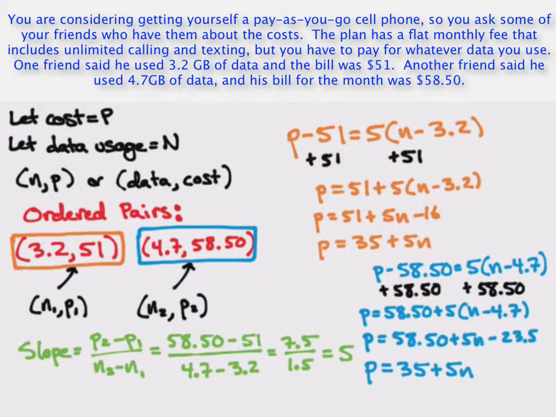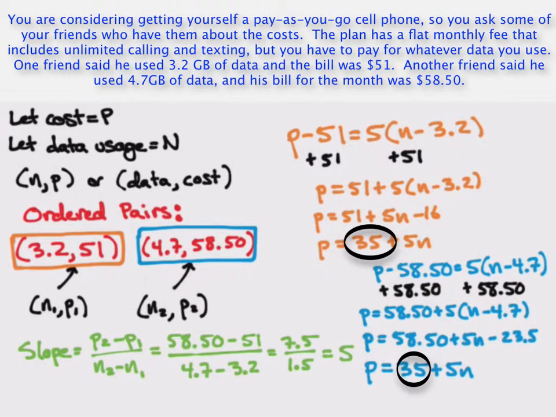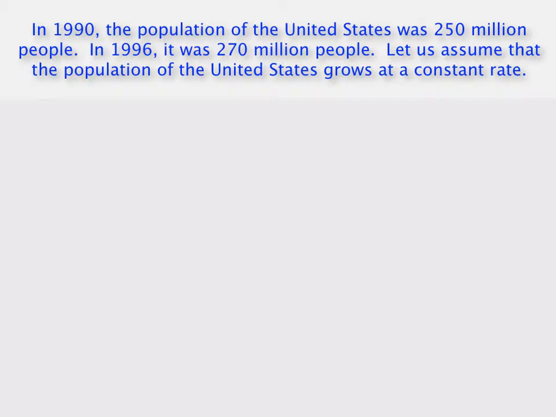Or, if we're given a cost, we can substitute that in for p, and then solve for n to figure out how much data we could use for that cost. If we look at the slope-intercept form of this equation, that $35 is our p-intercept. That's the cost when n equals 0. That's how much it costs before you use any data. That's the flat fee that we were talking about. So that unlimited calling and texting comes at a flat fee of $35, and of course it's $5 for every gigabyte of data thereafter.